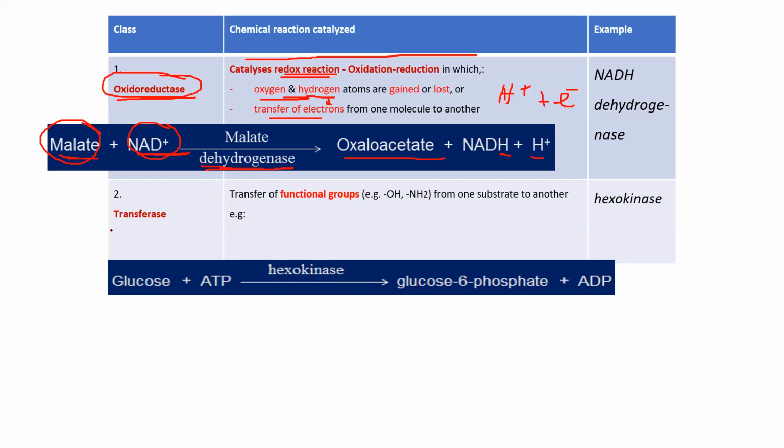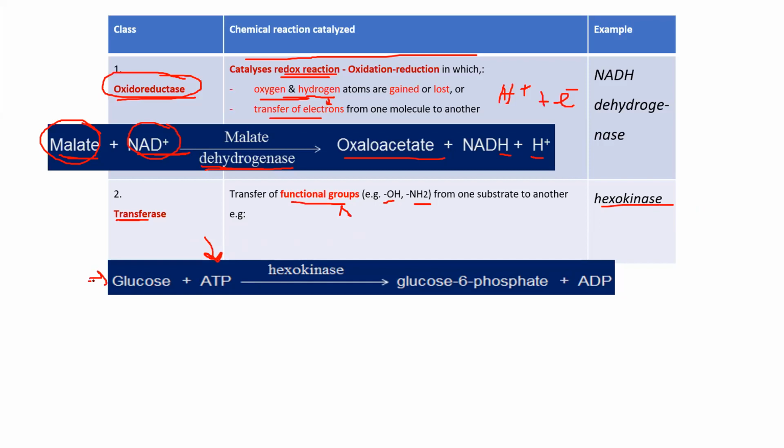And then for the second class, you have transferase. Nama dia nampak? Transfer. Transfer apa? Transfer functional groups. Functional groups kita dah tengok kan masa first chapter. So you have 7 functional groups. For example, you can have a hydroxy group or amino group. In this case it is phosphate. This example of a reaction involves the phosphate group. The enzyme involved here is hexokinase.